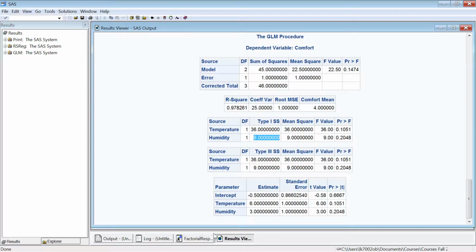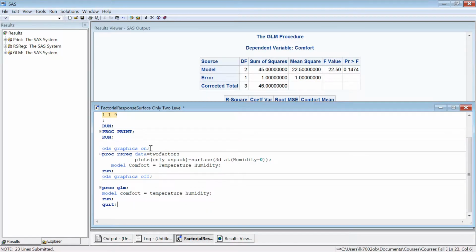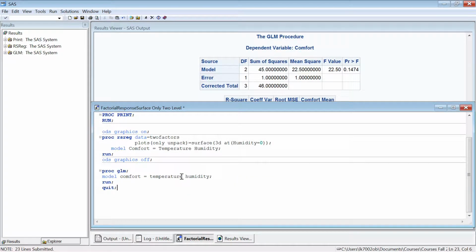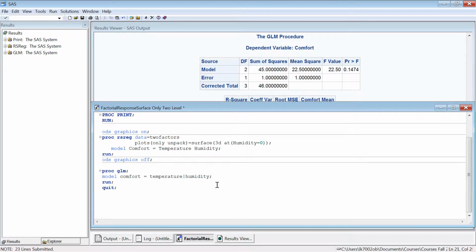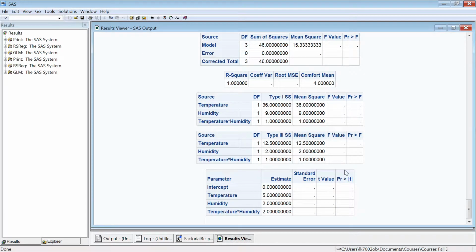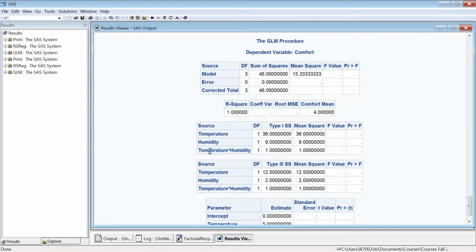Now we can also see the interaction. Let me calculate the interaction estimate. Because we don't have any replication, we won't be able to see any result in terms of p-values, but we'll be able to see the estimate. Let's run this. Now, if you look at here, this is the interaction, temperature times humidity. If you remember, the effect of that interaction was 1. So 1 squared is 1.